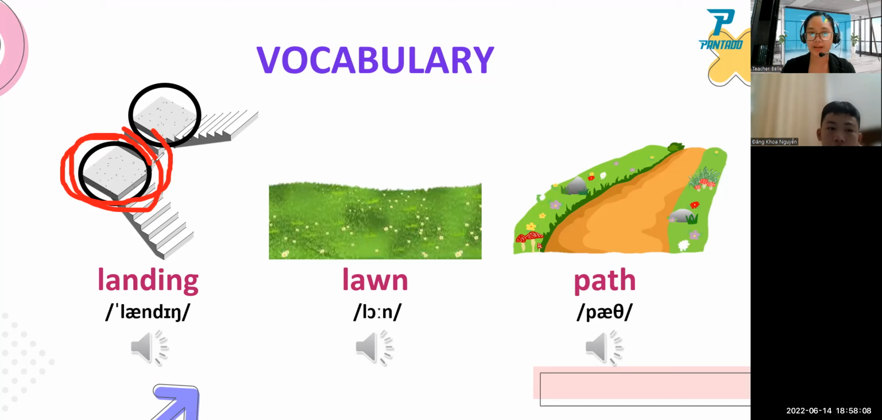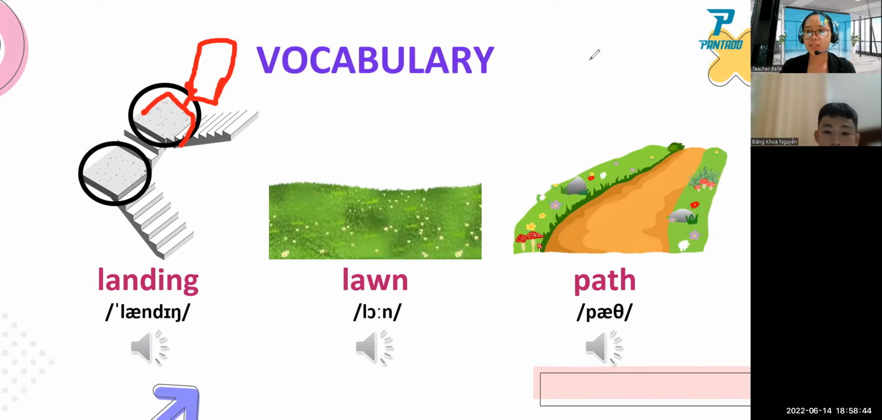You call it landing area because it's still part of the stair, but you can land on here. Okay, that's why it's called landing. It's maybe at the top or below the stairs. For example, this is the landing area and here is your room. Every stair has a landing, all right? Yes. Okay, next. I think you're familiar with this one.